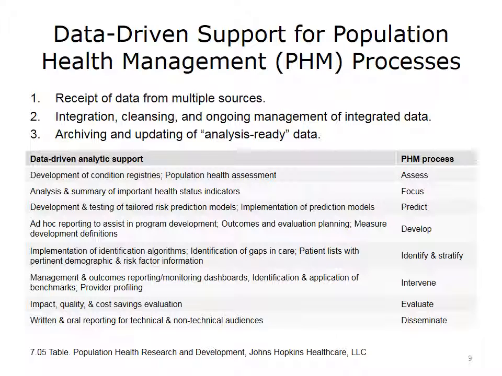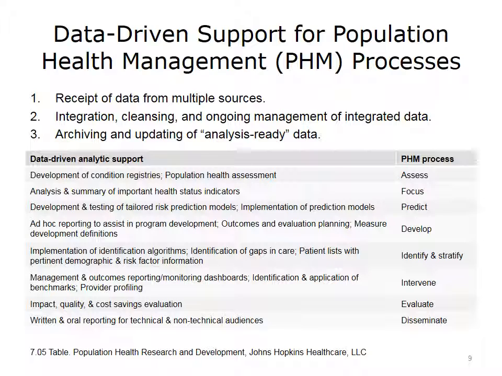Then once we have identified and stratified a population based on risk, then we can begin our management and outcomes reporting on monitoring data boards so that we can monitor our interventions over time and apply continuous quality improvement methods. Identification and application of benchmarks is also important. So how does our population compare, after risk adjustment, after adjustment for age and demographics, and other indicators such as complexity of disease, to other populations and other benchmarks?